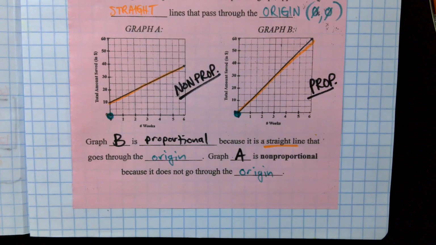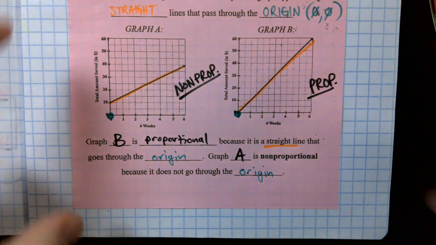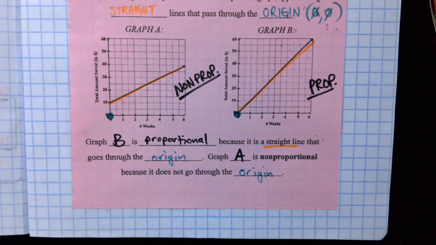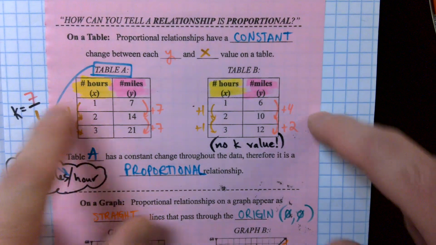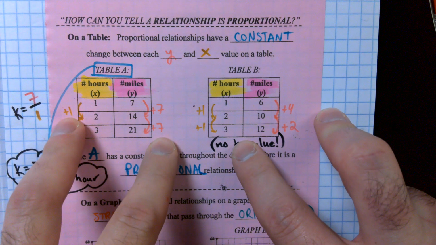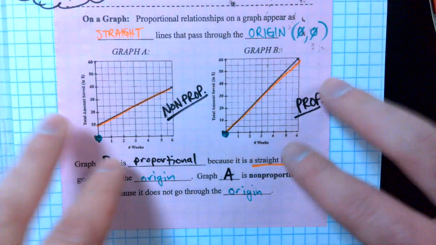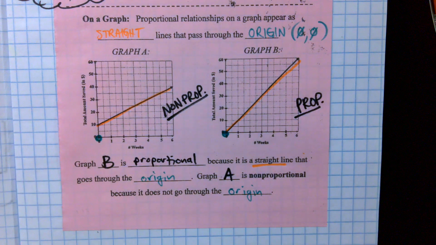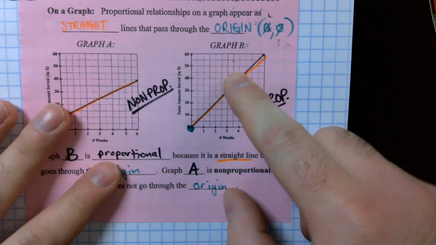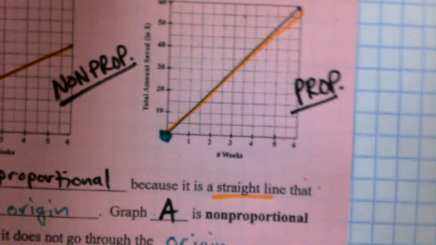So this lesson is called representing proportional relationships. I can represent them through a table, through a graph, and through an equation. I can also identify whether something is proportional or not. If I have a table, I'm doing my arrows and looking for the constant change. If I have a graph, I don't need to do my arrows. I just need to look for a straight line that goes through the origin. All right? Now, for graph B, I'm going to zoom in here so we can see.